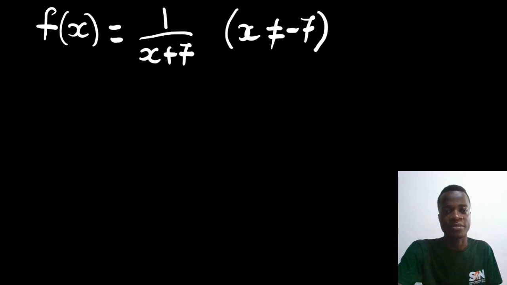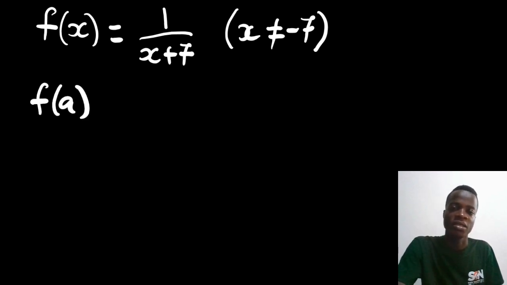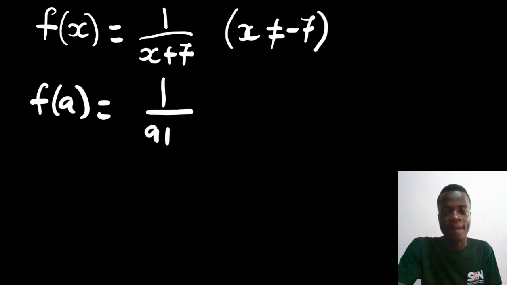Let's try this example and see. We are giving this example to check if it is a one-to-one function. So I'm going to consider an input. Let's say f of a is equal to, let me replace this, a plus 7.